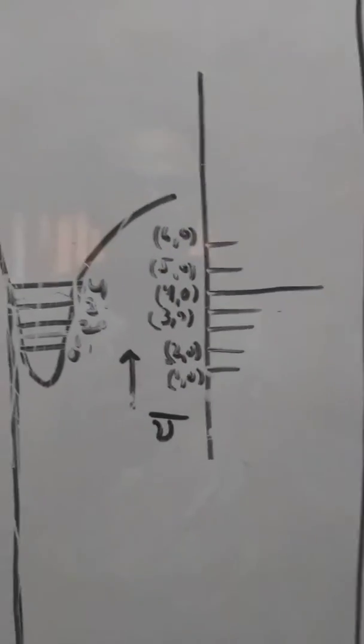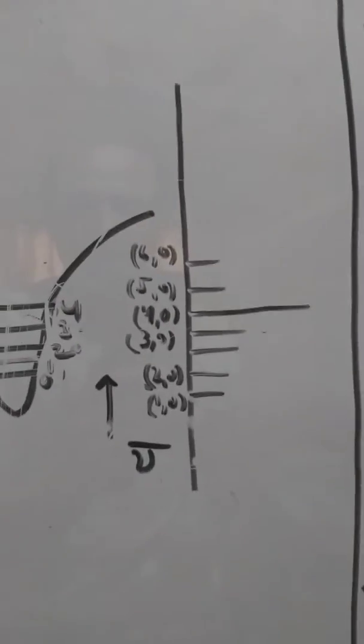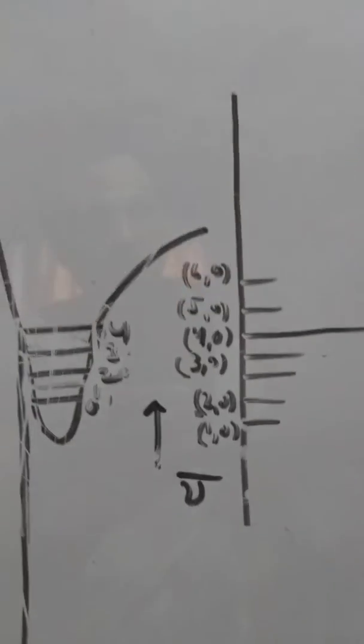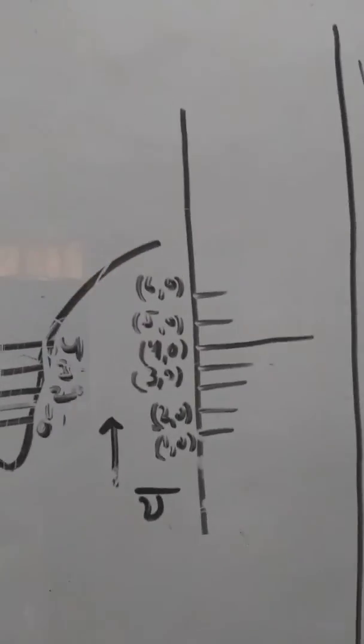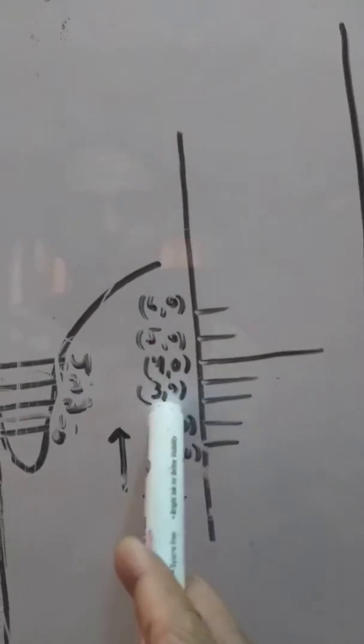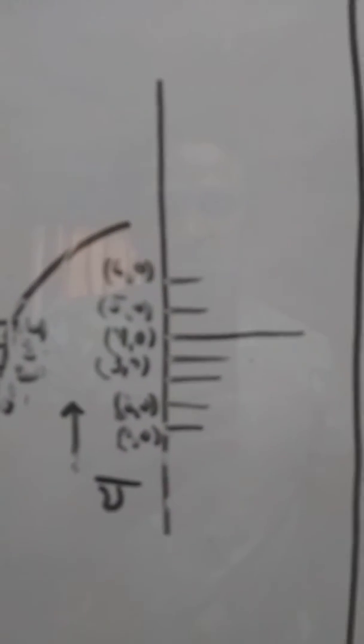However, there will be more chances for other transitions as well, and hence we will obtain the 1-0, 2-0, 3-0, 5-0, 6-0 lines of diminishing intensity, but the intensity of the 4-0 line will be the maximum, and this is known as the progression of the vibrational transition.